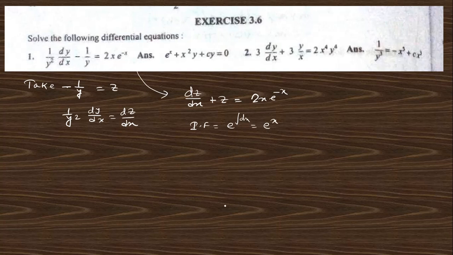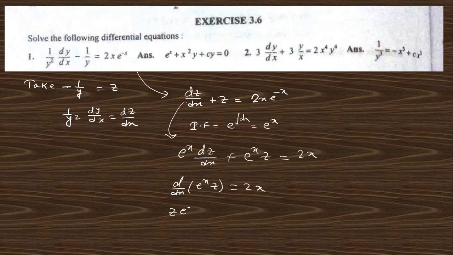And just multiply this equation, so e to the power x dz dx plus e to the power x z, and this will be 2x. So this is nothing but d dx of e to the power x into z, and this is 2x. So if we integrate, e to the power x z on the left hand side, and 2x dx, this becomes x square plus c.